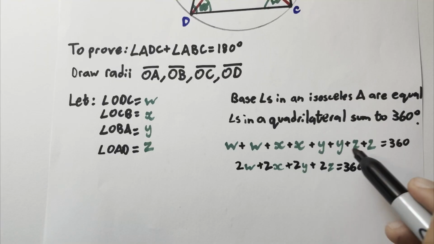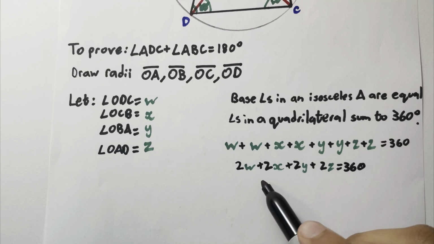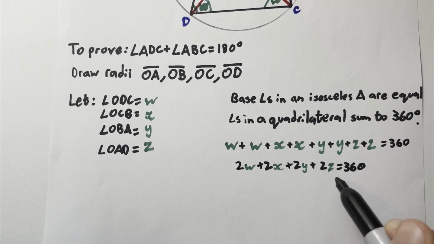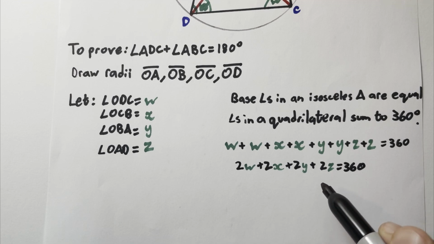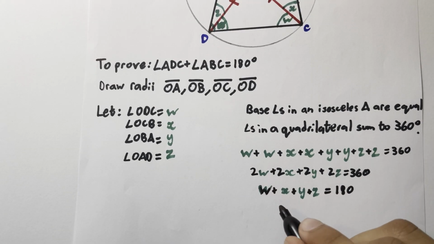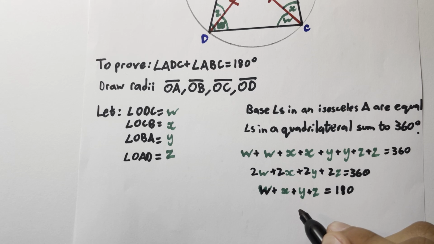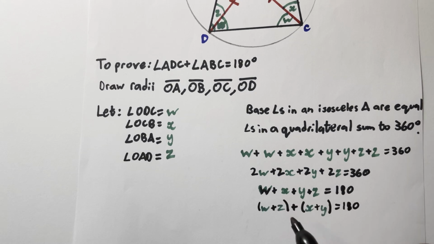Once we've added up all the angles, we can form this equation. 2w plus 2x plus 2y plus 2z equals 360. We can divide both sides by 2 to simplify it further. Now we can regroup our expression on the left-hand side in a way which proves our original theorem. This expression is still the same as our statement over here, where w plus z plus x plus y equals 180.